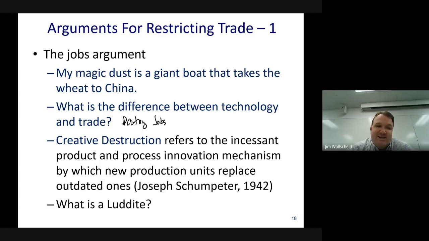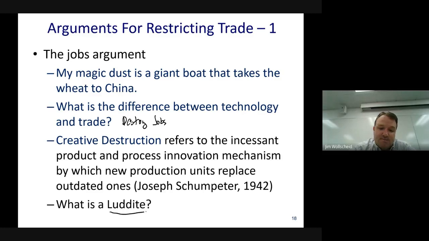There's this idea, and it was created by Joseph Schumpeter back in 1942. He refers to it as creative destruction. It refers to the incessant product and process innovation mechanism by which new production units replace outdated ones. What that really means is there'll be jobs created and jobs destroyed continuously. And this process has only sped up through the years. It has just gotten bigger and bigger as time has gone on. So we see more of creative destruction.